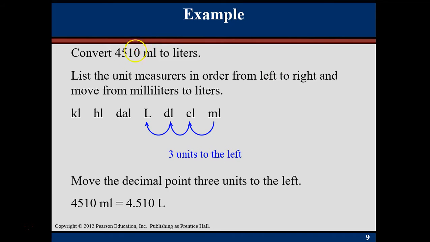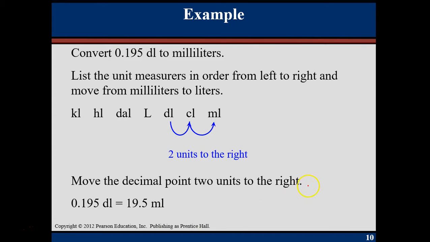So if I have 4,510 milliliters and I want to go to liters, I have King Henry died by, and this time my by is liters, drinking chocolate milk. If I want liters here, milliliters here, 1, 2, 3 to the left. So I go 1, 2, 3 to the left, and I have 4.51 liters. You can put the 0 in or not. You don't need that 0 hanging in at the end.